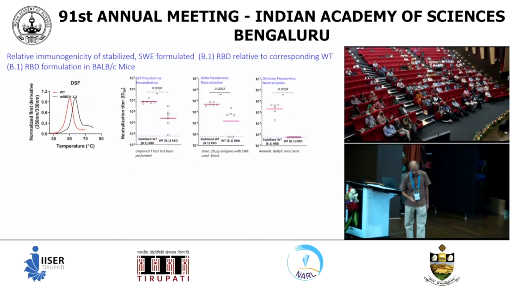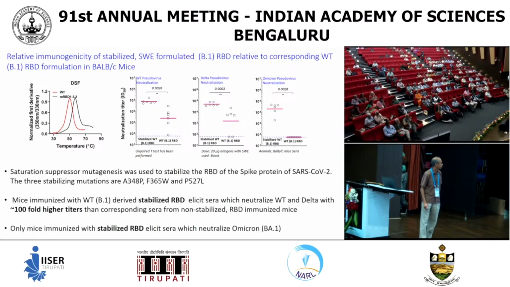And also, although the protein that we used was derived from the wild type, the so-called Wuhan strain of the virus, even for much later strains which came 2 years later, the sera could still neutralize those strains. Whereas when we took the wild type or unmutated receptor binding domain, the immunogenicity was lower, and we completely lost the ability to neutralize later strains of the virus.